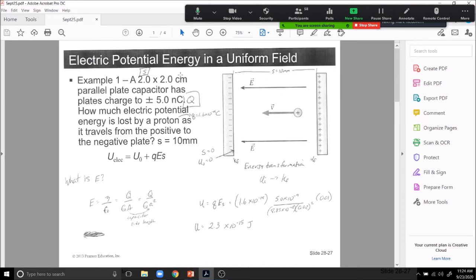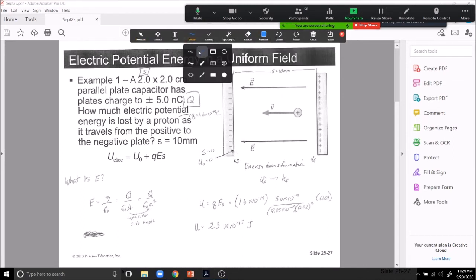I can plug it in. I have all those numbers here. And I plugged them in right over here. So that's the Q on top. And got to use meters. What do we say about that? So that's your electric field there.